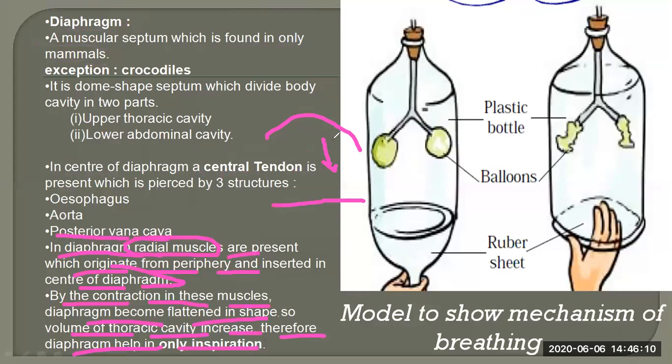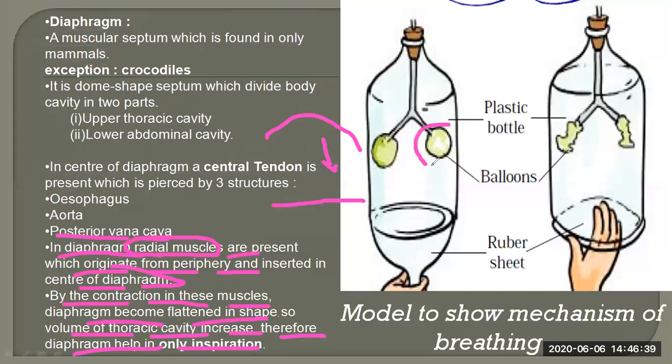When the diaphragm contracts, it moves downwards. When it moves downwards, the thoracic volume increases, and this favors inspiration. Now here you can see the very basics, the basic model which explains how the breathing mechanism works in mammals.